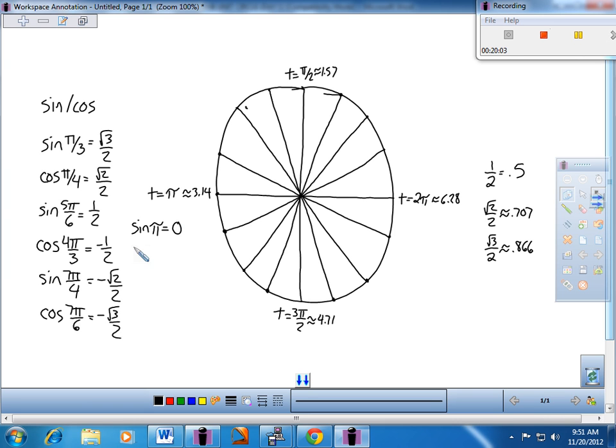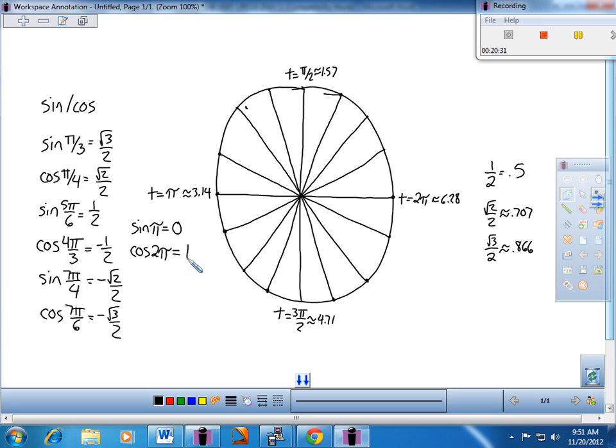Okay, next one. Let's do this one. How about cosine of 2 pi? So what would cosine of 2 pi be? If you go 2 pi, you've gone once around the unit circle, and you end up right there. As soon as I hear cosine, I'm thinking about that x value. What is the x coordinate all the way out here? And the x coordinate, of course, is going to be positive 1. So cosine of 2 pi is positive 1.